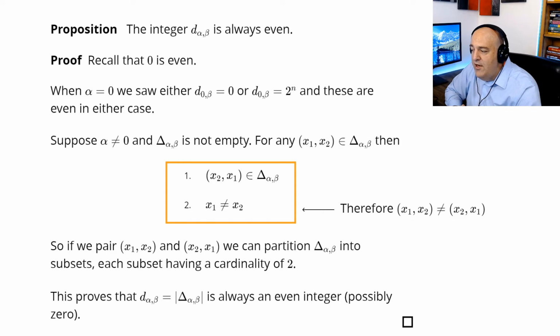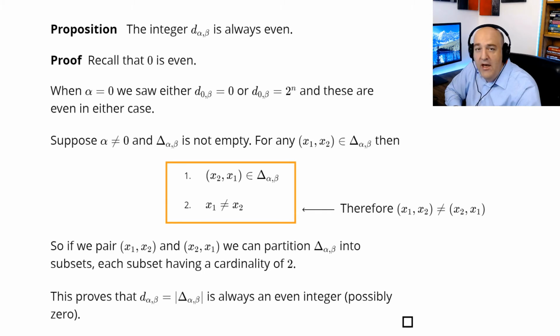One thing to notice is that if we take any element x1, x2 in delta alpha beta, then if we flip the coordinates to x2 comma x1, that must also be in there, right? The reason that's true is just because of the commutativity of the XOR. And it's also the case that x1 is not equal to x2. And that's because alpha is non-zero, right? x1 plus x2 is alpha. And since alpha is non-zero, x1 cannot equal x2.